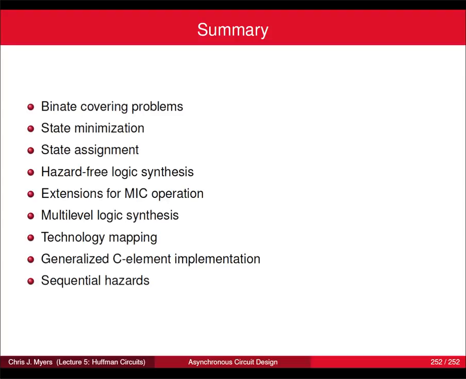I can't believe it. We reached the end of chapter 5. So what are all the things we learned in chapter 5? We learned how to solve binary covering problems. I'm still waiting for some binary covering problem solvers that I hope to see soon. We learned about state minimization. I'm still waiting for state minimization solutions from all of you. State assignment, critical race-free state assignment. Again, I'm waiting for a problem solution from almost all of you.